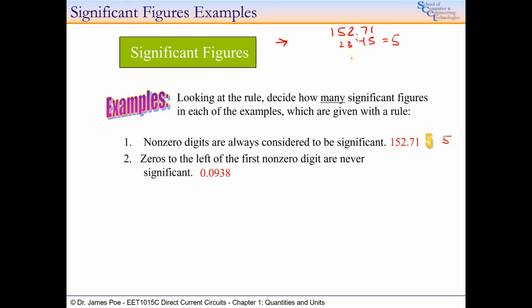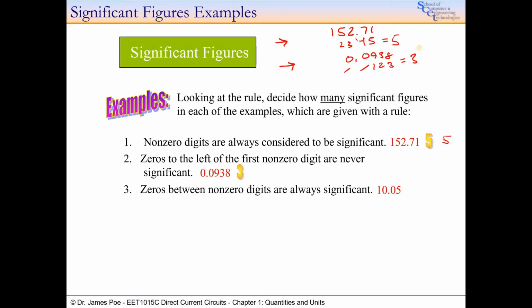Next up, we've got 0.0938. Decimal point is present. So again, we start on the Pacific. Remember, we count everything after we hit the first one that is not a 0. So we don't count that because it's 0. We don't count that because it's 0. We count 1, 2, 3. So this one has 3. Boom! Works for rule 2. Zeros between non-zero digits are always significant. I don't know, I'm using the Pacific method. Atlantic method, whatever. Poe method, that's what we're using.